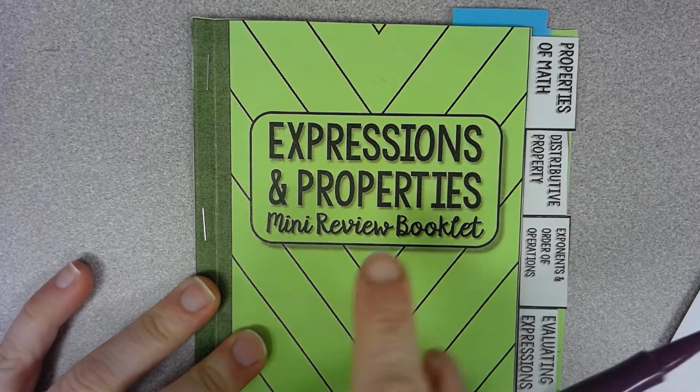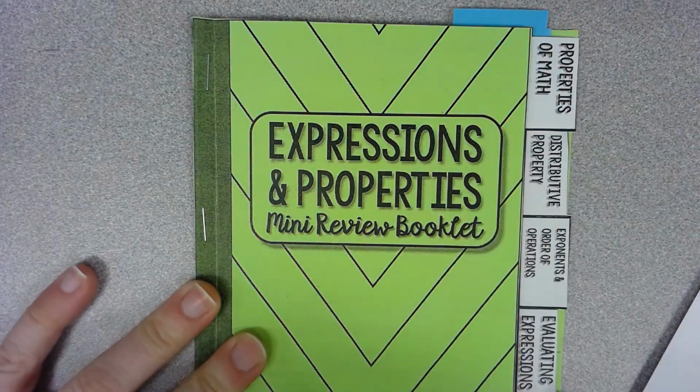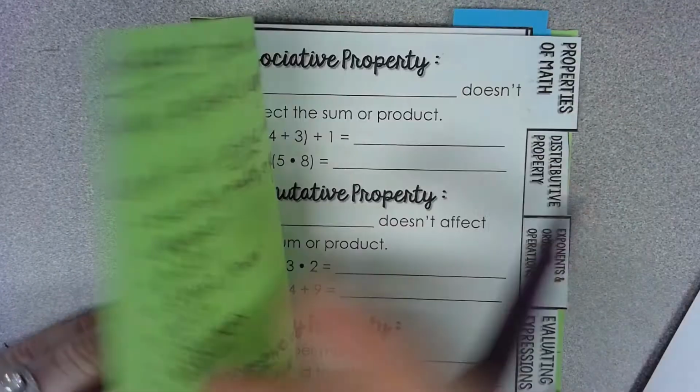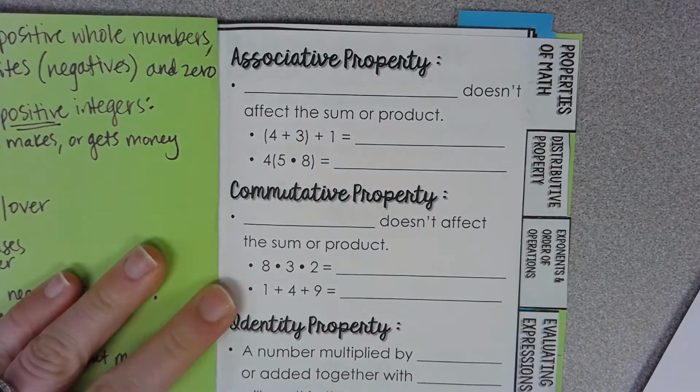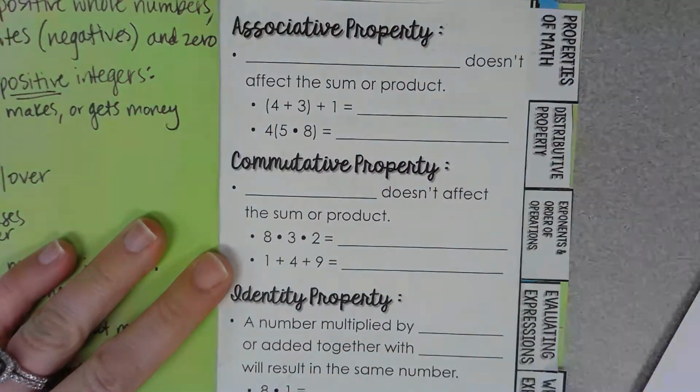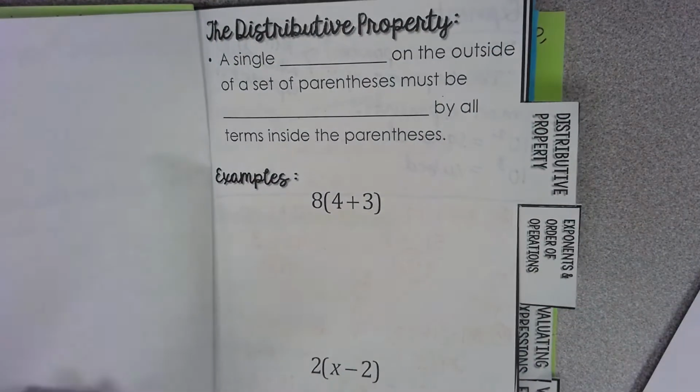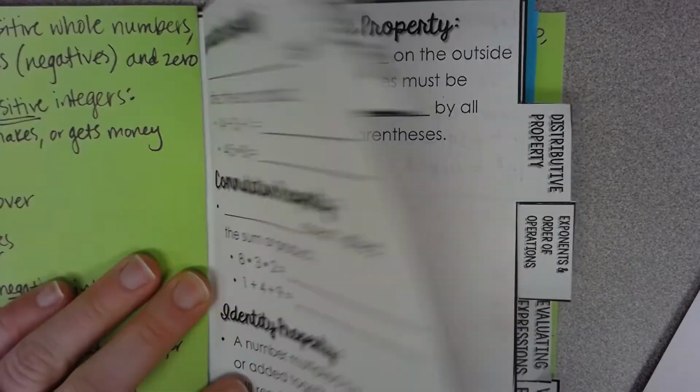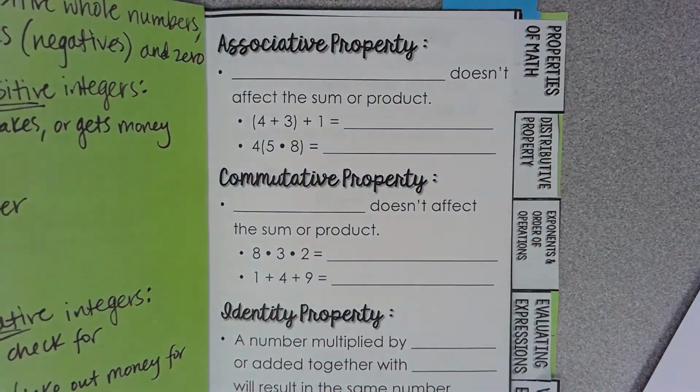All right, I'm going to have you open up to the first tab, Properties of Math, in your green notes booklet. And we are going to be writing the notes on this page and then also a few on this page here just to have some notes for today.